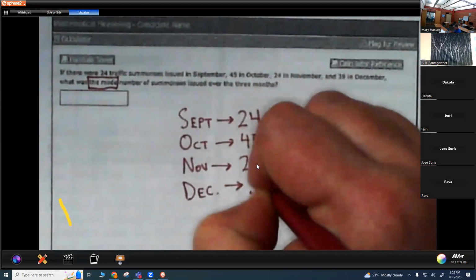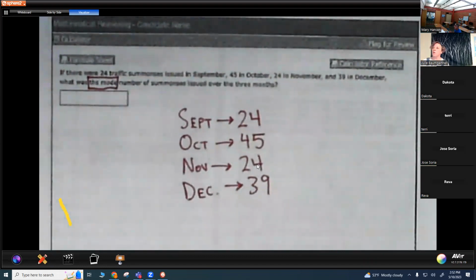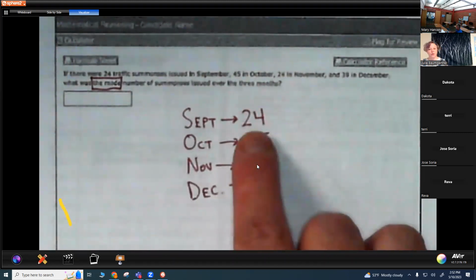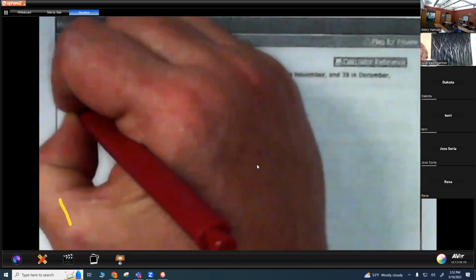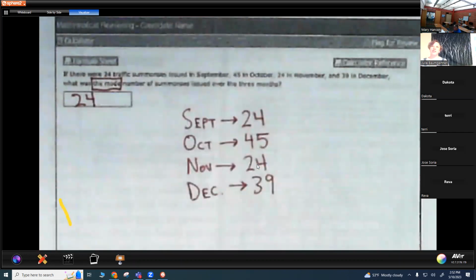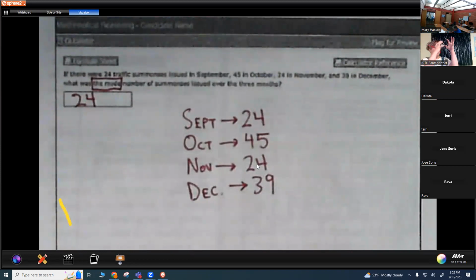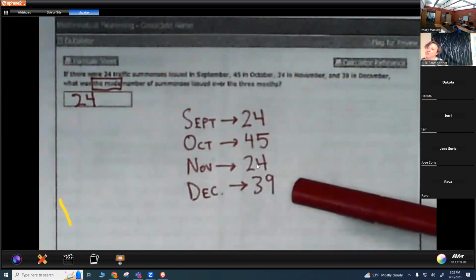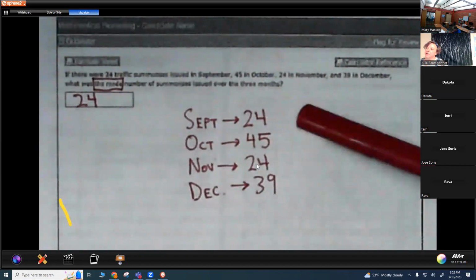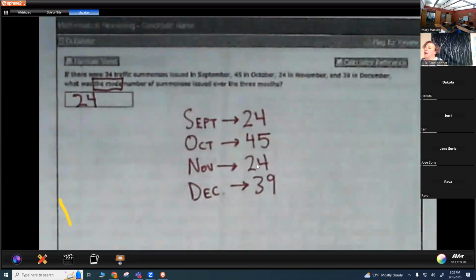So mode is pretty easy, it's just what number is repeated in the data. The mode is kind of like when you have a bunch of data, if it's kind of clustering around one specific area for some reason. So of course, the average is going to be higher than the mode, right? Because October and December are a lot higher.